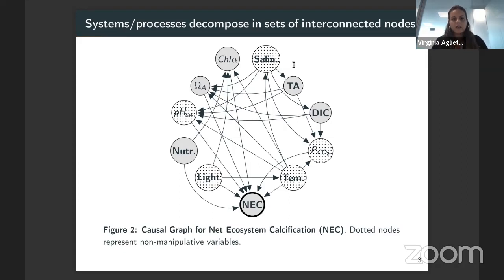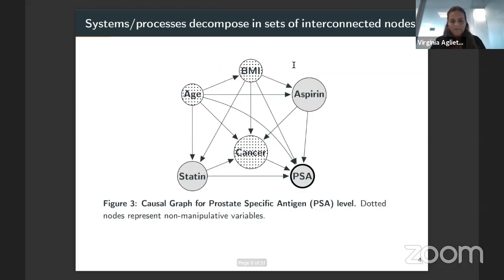I should say that the shaded nodes represent variables that are observed, while the dotted nodes represent variables that we can observe, but we cannot intervene on. So we call them non-manipulative variables. This other graph represents how different risk factors affect the level of prostate-specific antigen, PSA. Again, we can intervene on the level of statin drugs that we give a patient, and we can intervene on the level of aspirin, but we cannot directly change his age, the fact that he has cancer or not, or the BMI level. So again, these are non-manipulative variables.